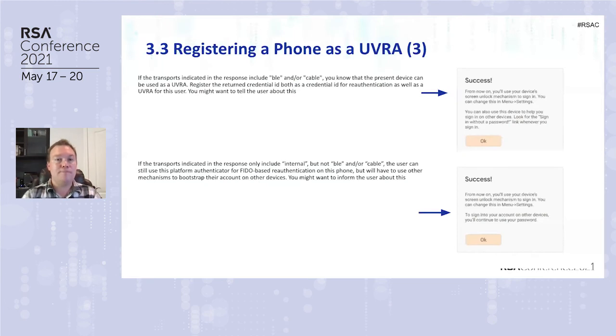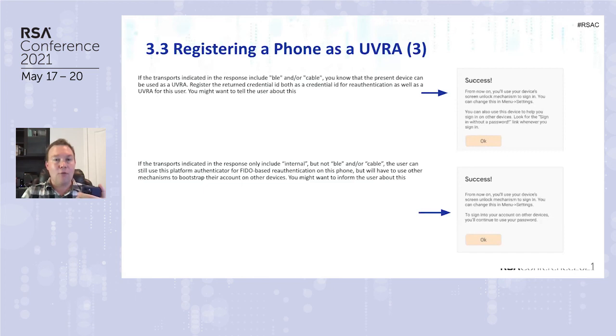And once you do this, you're going to get back some information. And the information that you're going to get back after registration will contain the transports. Basically, it'll tell you how this credential can be exercised in the future. Now, if you register a platform authenticator, you're always going to get back an internal transport. That tells you the key or the authenticator can be exercised internally.